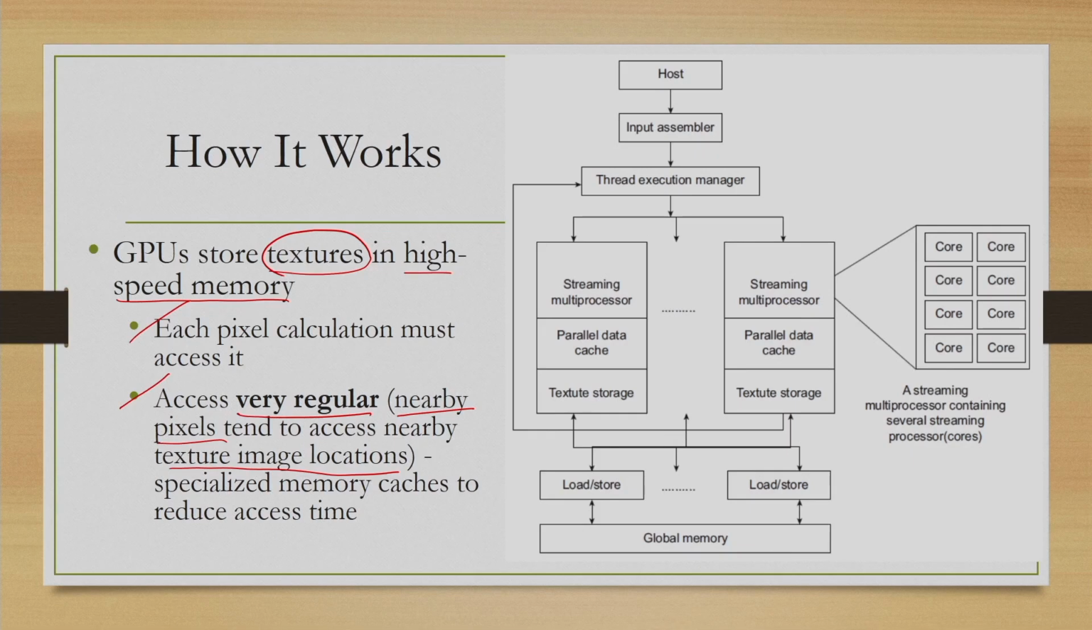So, to reduce the access time, specialized memory cache is used to store the texture images as shown here in this figure. These are specialized memory locations in the GPU to store texture images.